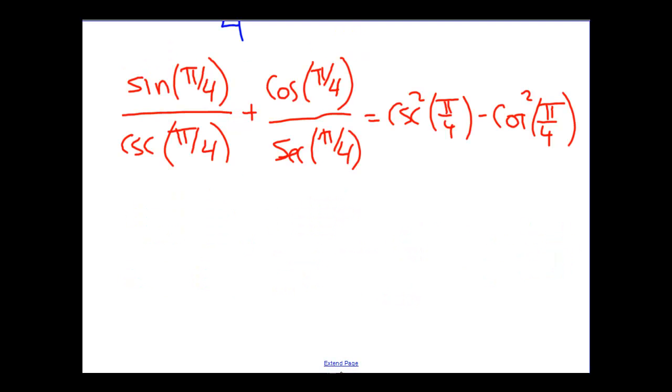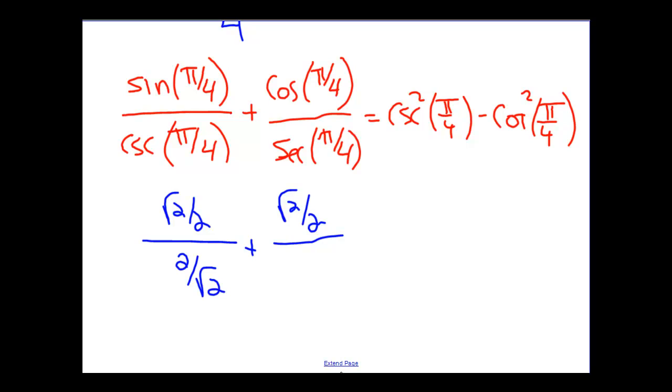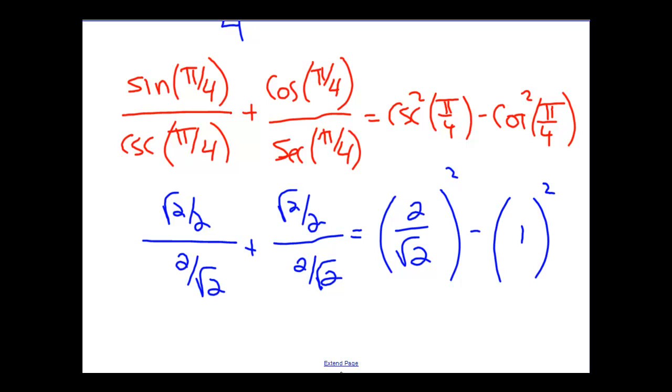So now we can go through and recall what we know about these various trig functions and evaluate this expression at different places. The sine of pi over 4 is the square root of 2 over 2. The cosecant of pi over 4 is 2 over the square root of 2. The cosine of pi over 4 is also the square root of 2 over 2, and the secant of pi over 4 is 2 over the square root of 2. The cosecant of pi over 4 is 2 over the square root of 2, and that is squared. And the cotangent of pi over 4 is 1, and that is also squared.